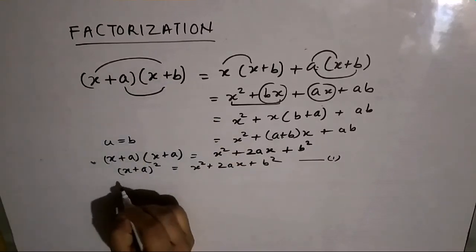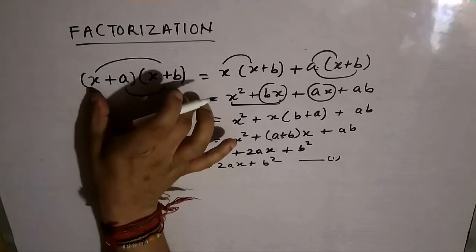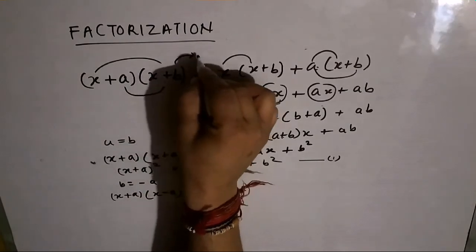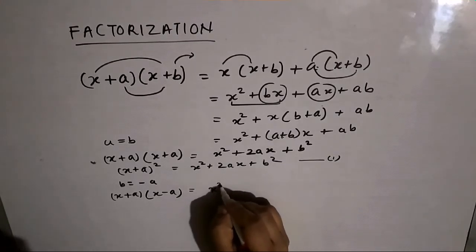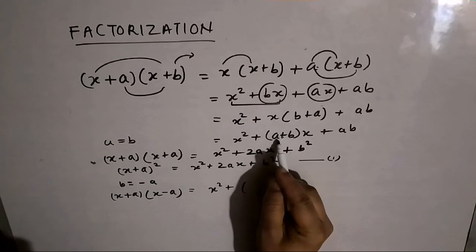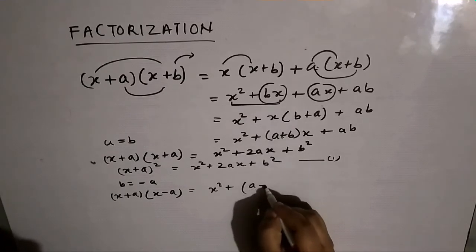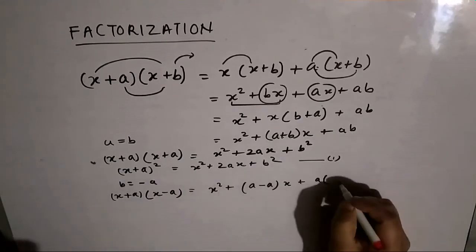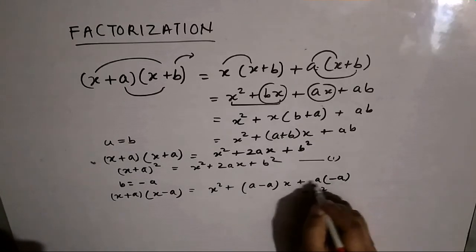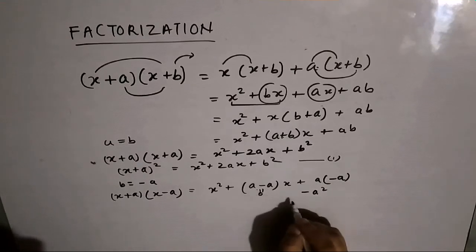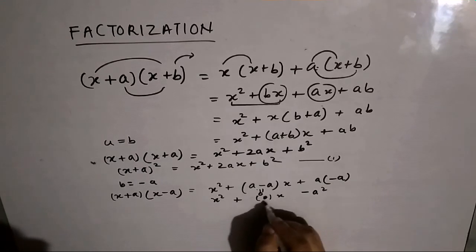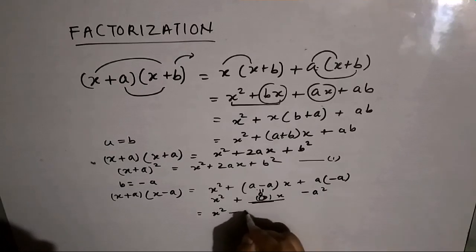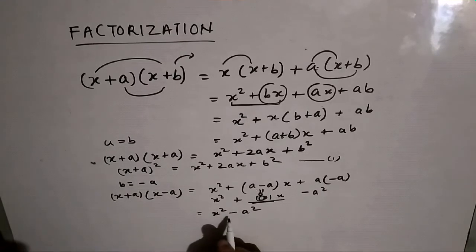Likewise, in this case you can write b is equal to minus a. If you put b equal to minus a here, that will become x plus a into x minus a, because in place of b you are putting minus a. So this expression would be x square plus a plus b, that is a minus a, and then x plus a into b, that is a times minus a, so that becomes minus a square. A minus a is 0, so 0 into x, that term goes away, and only x square and minus a square remain. So x plus a into x minus a is equal to x square minus a square.